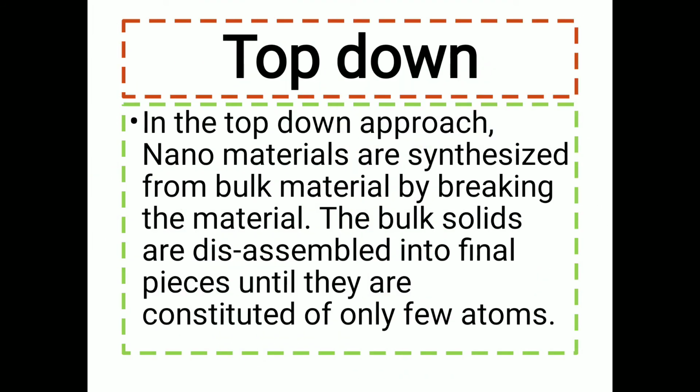The second method is the top down method. In the top down approach, the nanomaterials are synthesized from the bulk material. Bulk material means very large material. By breaking the material, the bulk solids are disassembled into the final pieces until they are constituted of only a few atoms. In short, in the top down method, the bulk material, that is large material, is cut into smaller pieces and then we get the nanoparticles.